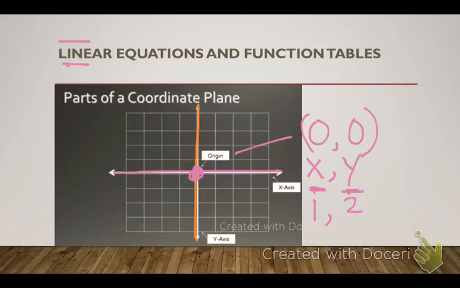Alright? And this is called an ordered pair. Looks like I'm going to run out of space. Let's rewrite that. It's going to be an ordered pair, okay? Hopefully that makes sense. Alright.